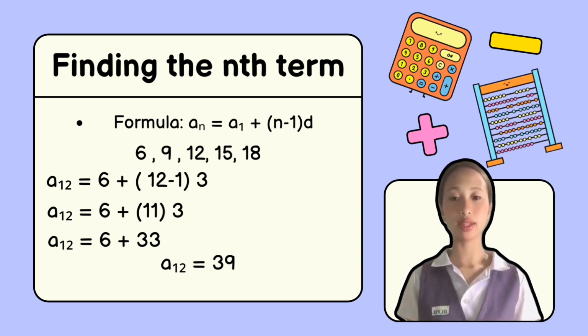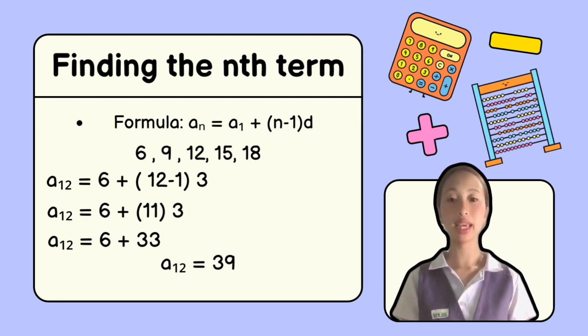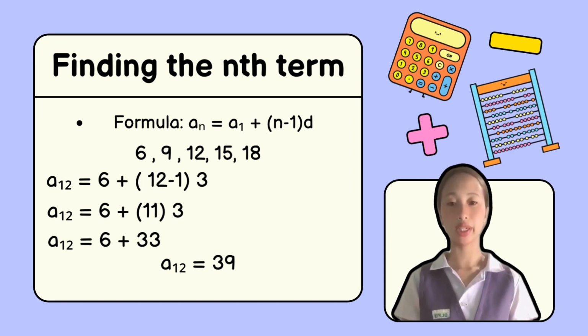A sub 12 is equal to 6 plus 12 minus 1 times 3. A sub 12 is equal to 6 plus 11 times 3, which will be 6 plus 33, which is equal to 39.